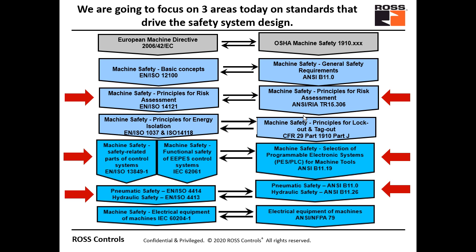The areas we're going to look at are the outcome of the risk assessments and the design principles. Like I told you earlier, ANSI B11.19 in the U.S. directly references ISO 13849 and IEC 62061 as best practices. Then we're going to factor in a little bit on pneumatics and hydraulics. And like we said, B11.0 and B11.26 both reference EN ISO 4413 and 4414 as best practices. So we're going to concentrate on those 3 areas in this portion of today's presentation.